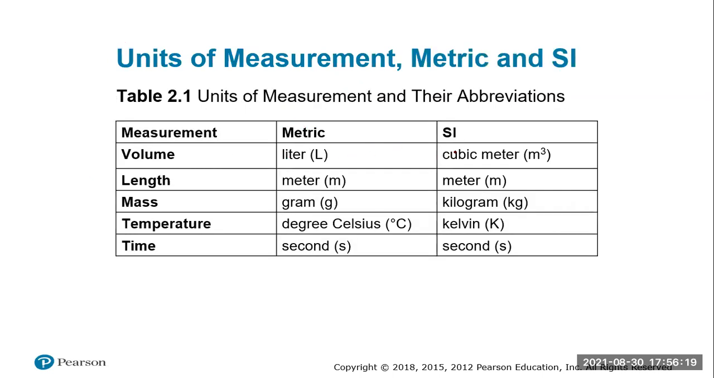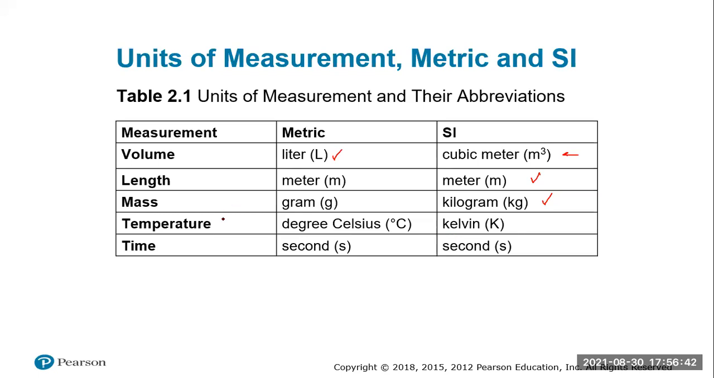This is the metric system. The SI unit for volume is meters cubed. Meters for length is the unit of measurement there. Mass is grams or kilograms. So I would say we use kilograms a lot, meters a lot. Truthfully, we use liters a lot for volume, but the SI unit there is meters cubed.